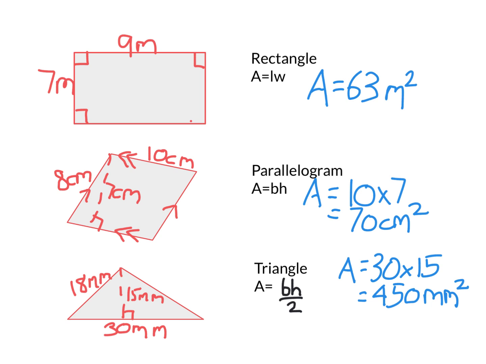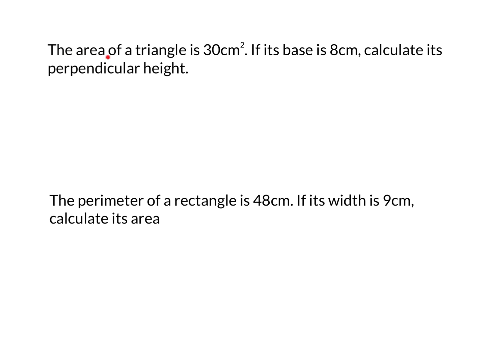All right, let's now look at a few harder area questions. So let's start with this. The area of a triangle is 30 centimeters squared, base is 8 centimeters. Calculate its perpendicular height. So whenever you have a situation in which you want to use the area, perimeter, or volume to find a side length, start by writing the formula. So the formula for the area of a triangle is area equals base times perpendicular height divided by 2. I'm going to write it again here.